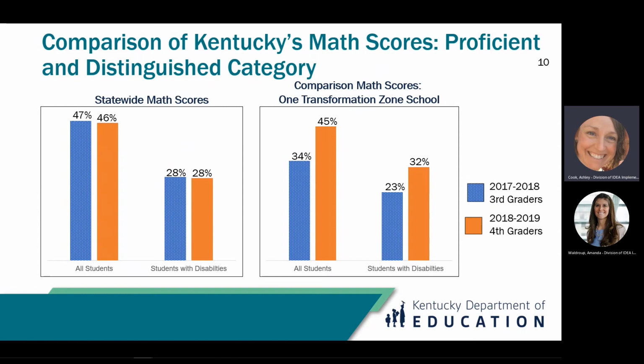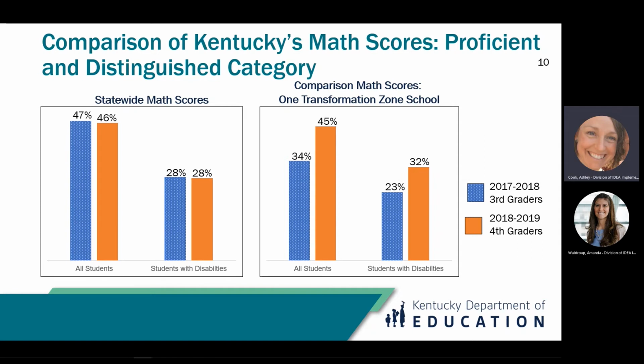And so we looked at these because we want to see, trying to compare a cohort of students. We know that not all students from 2017-18 to 2018-19 would still be in the same cohort, but it gives us a good general idea. And so what we saw statewide in math scores was in third graders in 2017-18, 47% were scoring proficient. And then as fourth graders, that cohort of students were scoring 46% were proficient distinguished.